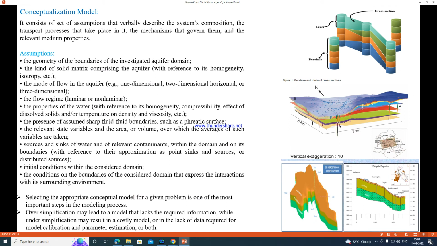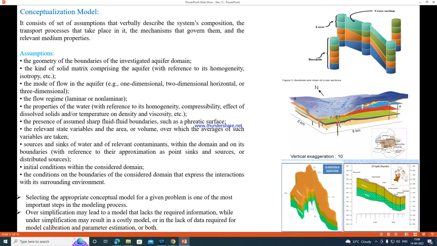While coming to the conceptualization model, this conceptualization model is the heart of the groundwater flow model. Even during contaminant transport, first of all you have to develop the conceptualization model, and thereafter the groundwater flow model, and thereafter the contaminant transport model. You cannot develop the contaminant transport model directly. First of all, you should develop the flow model, and thereafter only can you develop the contaminant transport model.